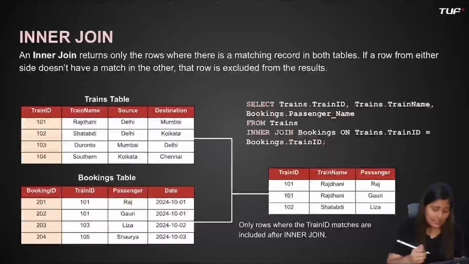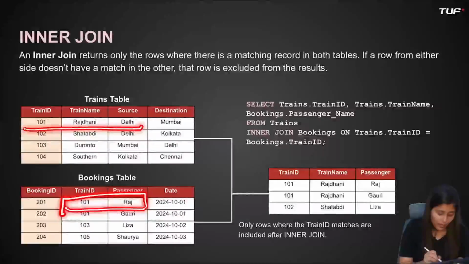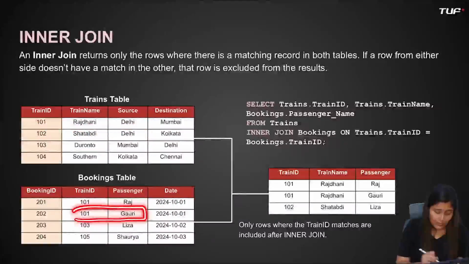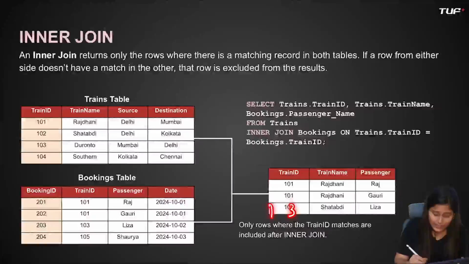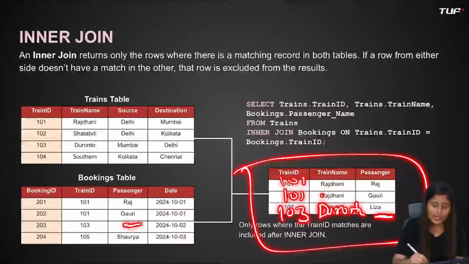So inner join will result in 101 from this table, Rajdhani, Raj, done. Now 101 from this table, which is 101 from this one, right? So Raj matching, yes. Now another 101 also. Why? Because these both are matching in both the tables. So 101 will be 2 times. Now 102 is not there, so 103 will be there. So instead of 102, we'll write 103. Train name for 103 is Duranto. So we'll write Duranto and the name will be Lisa. So this is how it will look like, 103, 101 and 101. So this will be the output for the inner join.